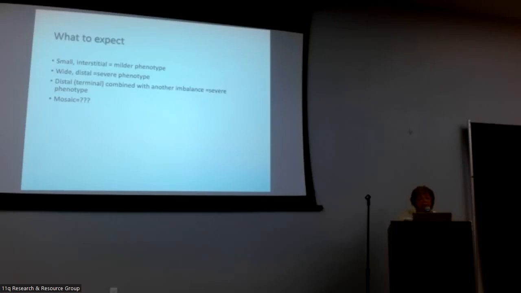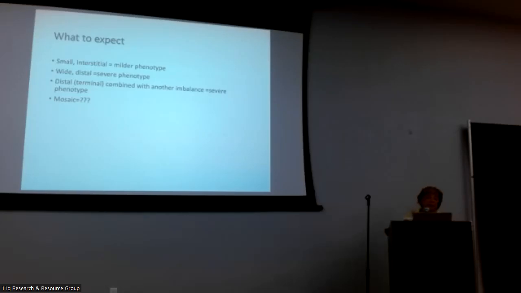And what I can say is only this: small interstitial duplications have a milder phenotype, wide and distal more severe phenotype. Distal terminal combination duplications are usually combined with another imbalance, so the phenotype could be even more severe. If the diagnosis is a mosaic, I cannot predict anything, because mosaic could be mild, could be severe.